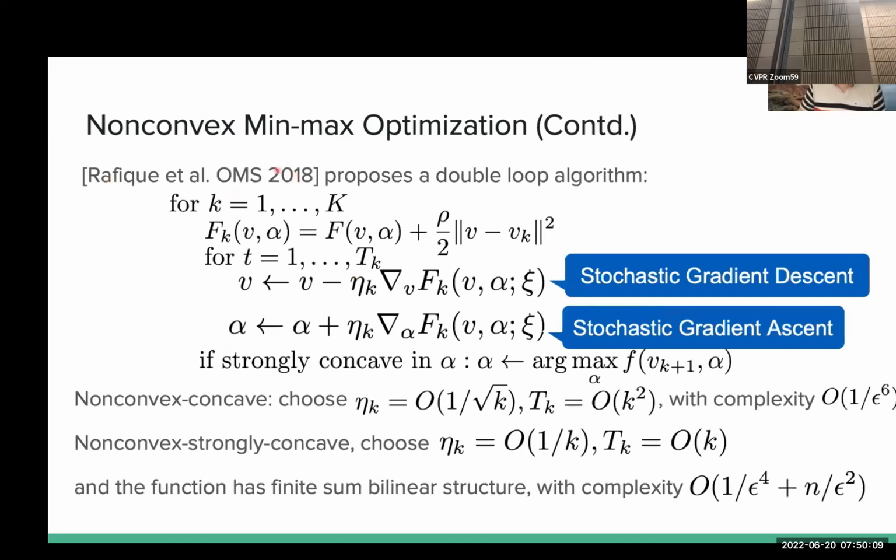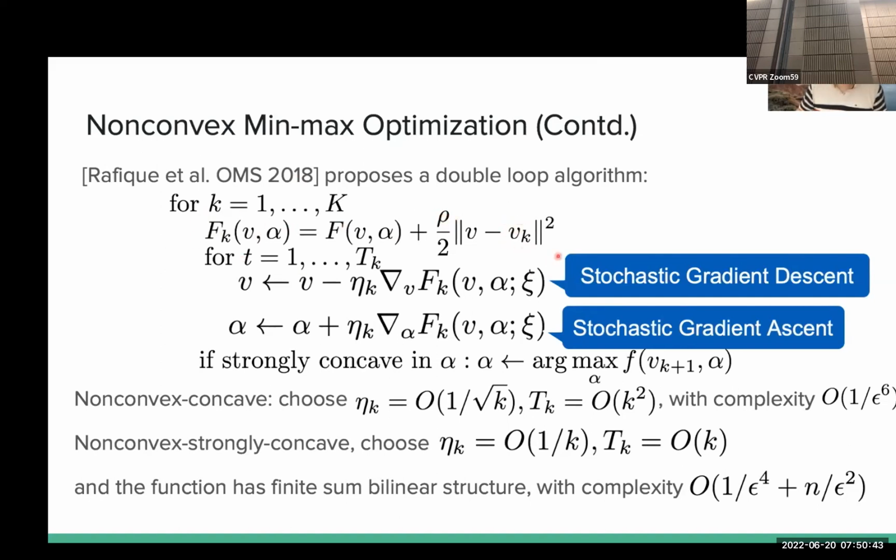Rafique et al. in 2018 proposed the first algorithm, a double loop algorithm, which can achieve the epsilon stationary point for non-convex minimax optimization. So first is the k loop, the outer loop. At the k-th stage, they first define a new function, f_k, which is nothing but the original function plus some quadratic terms. And rho is like a regularization parameter, which is a positive parameter, and v_k is like the anchor.